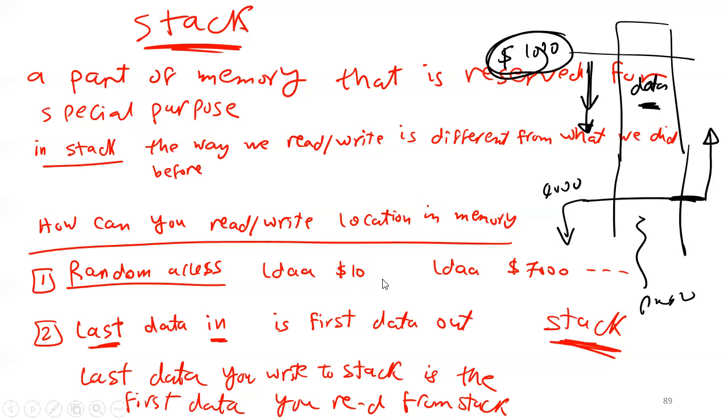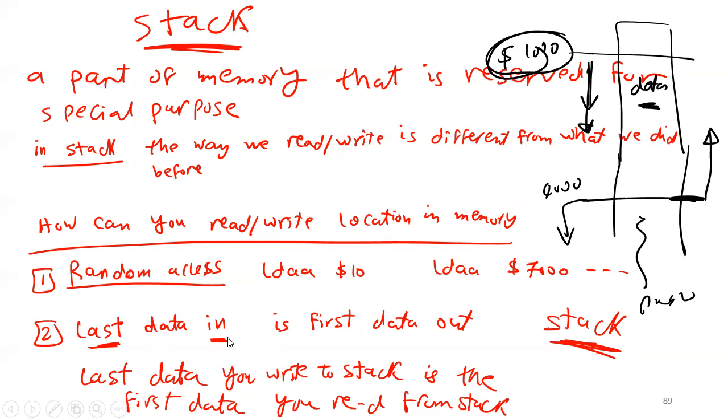In stack, you don't need to tell me which address. That's number one. Number two, here there is no specific order. So I can read location number 10 and then I go to location number 7000. There is no specific order. In stack, no, there is a specific order. You cannot read any data randomly. This is what we have. This is how stack works.